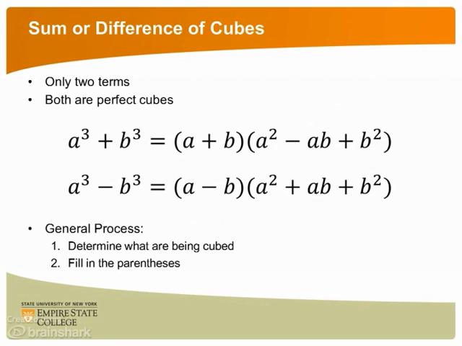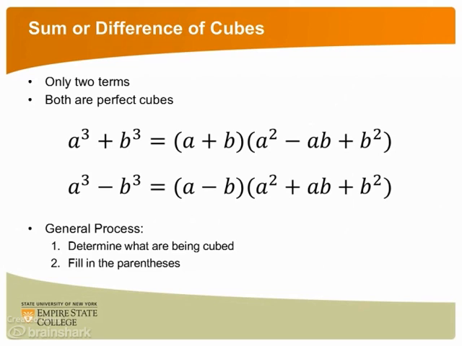The first set of parentheses is what you started with, just without the cubes. The first term of the second set of parentheses drops the power to squared. Then you switch the sign and write the product of the things being cubed. Then the last term is always plus the second term of the original polynomial, but squared. The process for factoring the sum or difference of perfect cubes is very similar to factoring the difference of perfect squares. Determine what is being cubed, then fill in the parentheses according to the factor format.